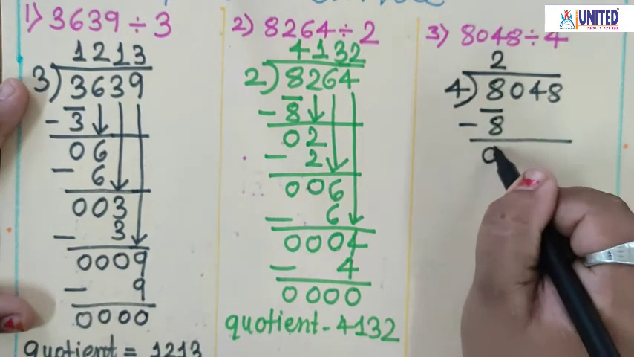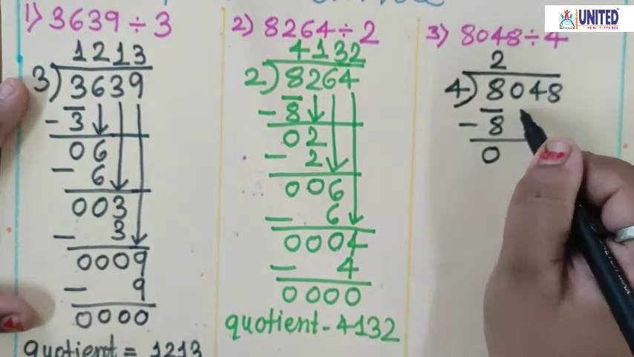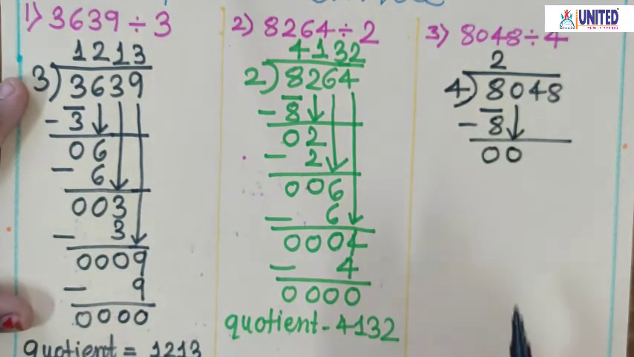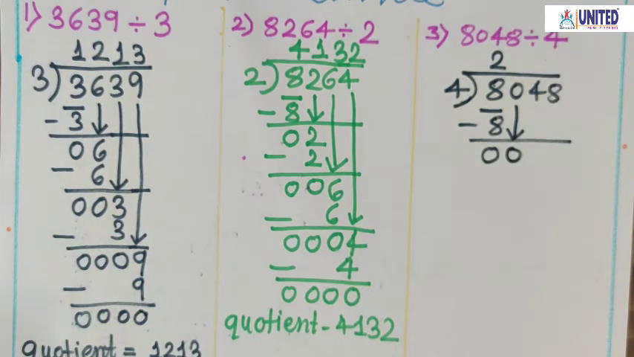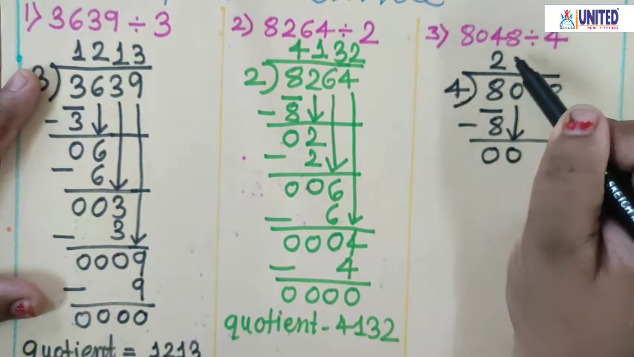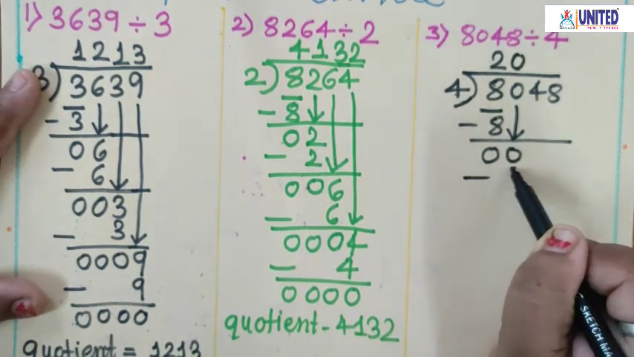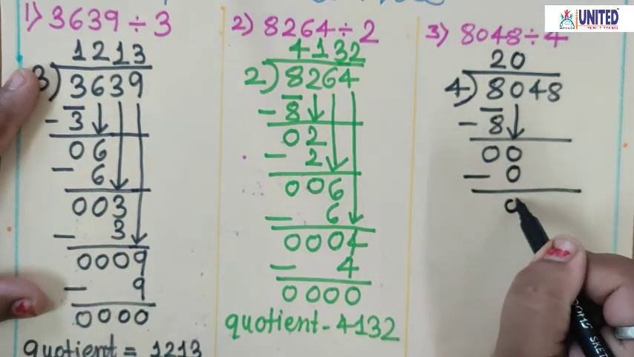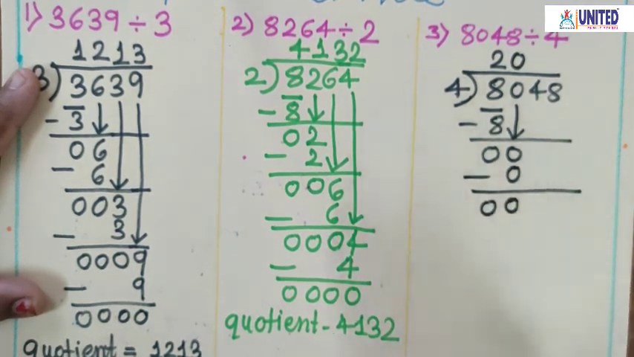So 8 minus 8 is 0. Now which is the next number? 0. So we take the 0 downside. Now 0 is less than 4. So what is the condition? If the number comes less than the divisor, then you have to give the 0 divide. Right? So what is this means of 0 divide? That means we have to write in the quotient 0. 4 zeros are 0. Right? Now 0 minus 0 is 0 and this 0 is as it is.